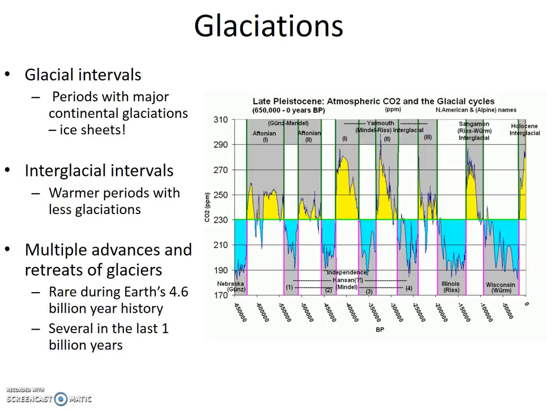There have been many periods when glaciers all over the world have gained mass and advanced. These periods are called glacial intervals. They have major continental glaciations too, which create ice sheets. In contrast, interglacial intervals are warmer periods with less glaciation. There have been multiple advances and retreats of glaciers, which has been rare during the Earth's 4.6 billion year history, but frequent in the last 1 billion years.